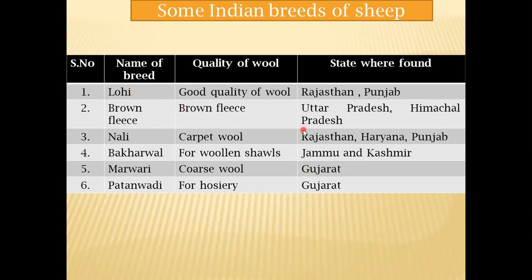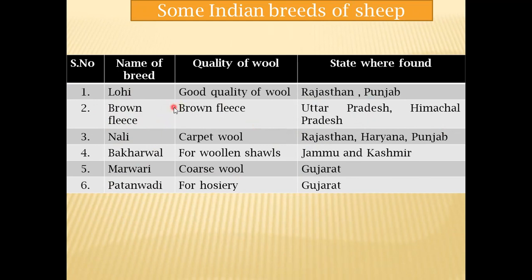It is usually found in Rajasthan and Punjab, as the climatic conditions in Rajasthan and Punjab suit the presence of Lohi. Sorry, children, I have made a mistake. This is not brown fleece. I'm going to say the breed of this sheep later, but its quality of wool is brown fleece.